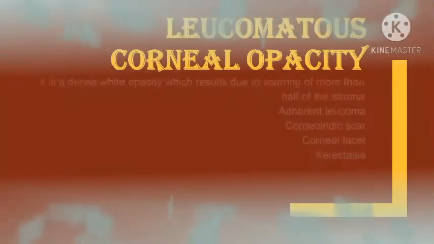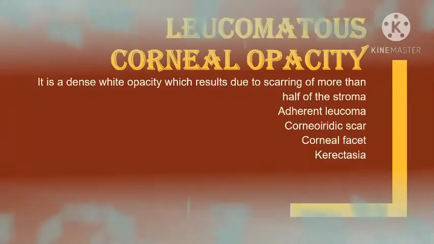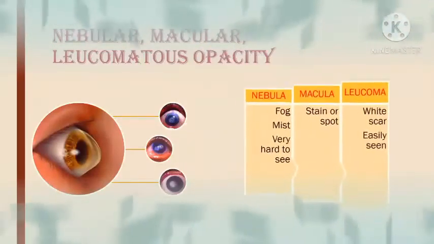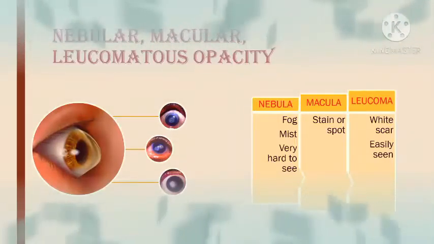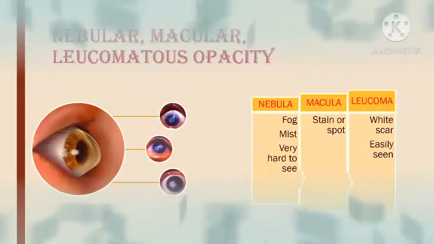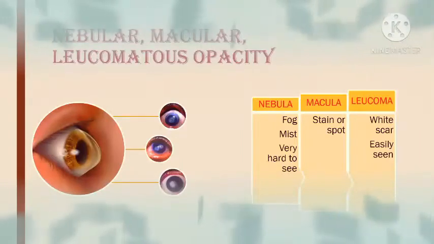The last one is leucomatous corneal opacity. It is a dense, white, and totally opaque opacity of the cornea, obscuring view of the iris and the pupil. It is a dense white opacity which results due to scarring of more than half of the stroma. So we have adherent leucoma, corneoiridic scar, corneal facet, and keratinization. Nebular, macular, and leucomatous opacity. Nebular is like a fog or mist in the cornea, very hard to see. Macular is a stain or spot. Leucoma has a white scar in the cornea and is easily seen.